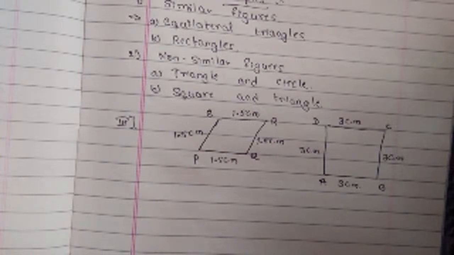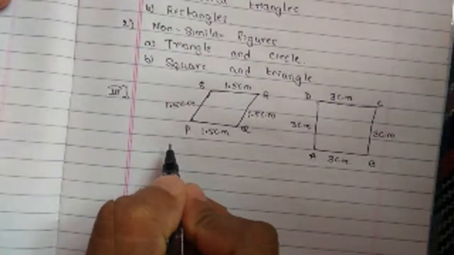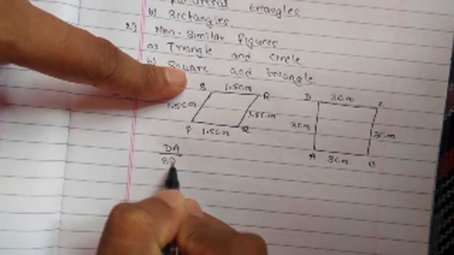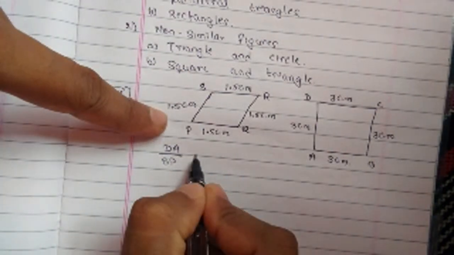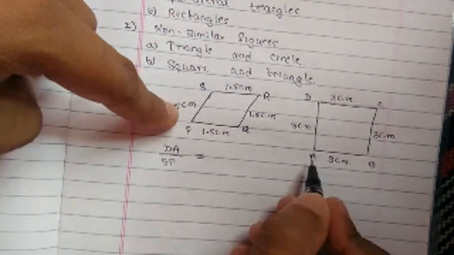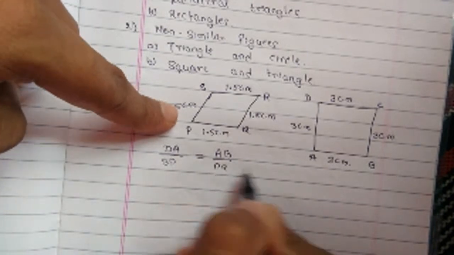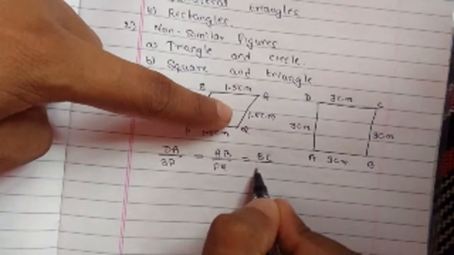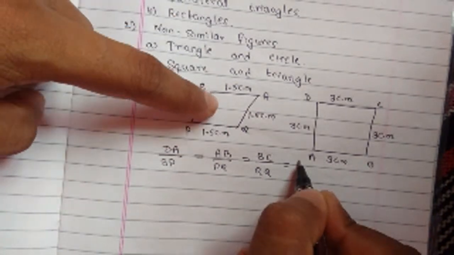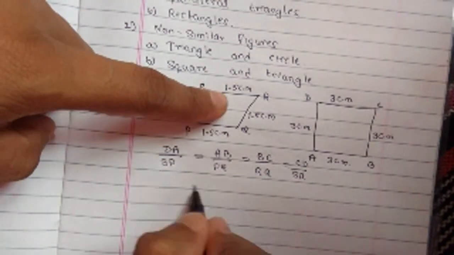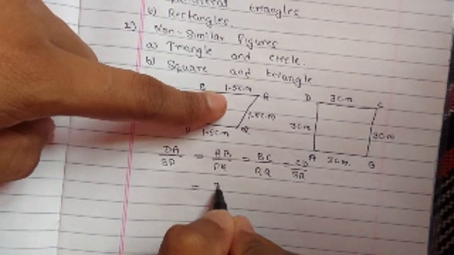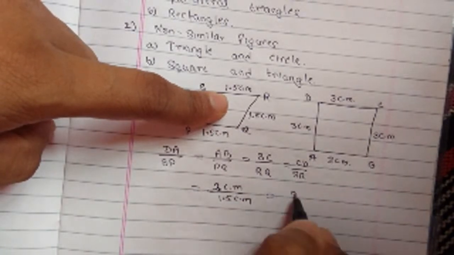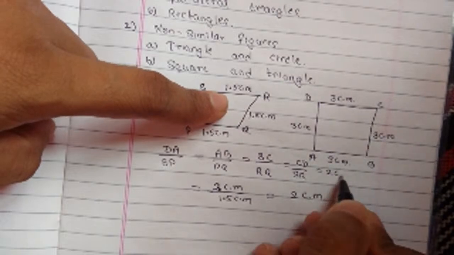Okay, so when we come to the sides, see here, if I consider DA divided by SP, that is equal to AB divided by PQ, that is equal to BC divided by RQ, that is equal to CD divided by SR, and all of them are equal to 3 centimeter divided by 1.5 centimeter, which is equal to 2.